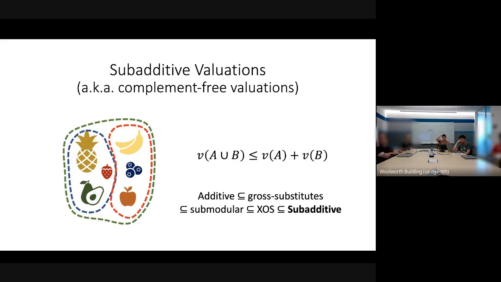These are also known as complement-free valuations because this constraint rules out a certain form of complementarity between the items. And it's a very large class and includes other classes of valuation functions that have been studied in computer science, but also in economics. We have the additive valuations, gross substitutes, submodular, XOS, which is also known as fractionally subadditive, and all these classes are subclasses of the subadditive valuations. Now, we restrict the space of valuation functions because if we don't do this, then the problem becomes too difficult, and in fact, no good approximation is possible.